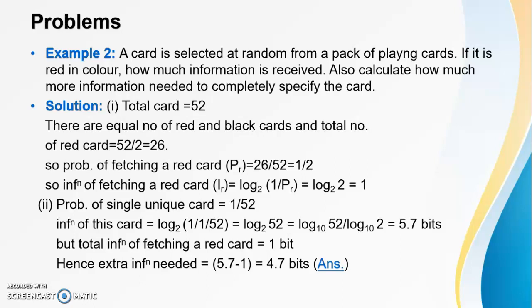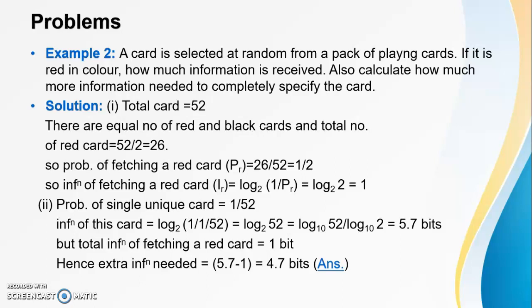Now consider another problem. A card is selected at random from a pack of playing cards. If you have been told that it is red in color, how much information have you received? Also calculate how much more information you need to completely specify the card. So this problem has two parts. We will solve it one by one. The first part says from a pack of cards you have to choose a red card and calculate how much information you have received by choosing it.